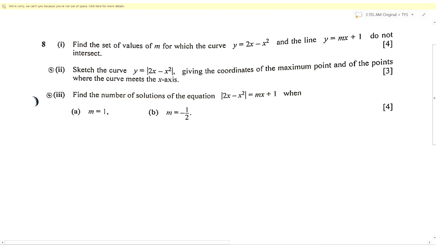Question 8. The question on modulus. Oh wait, modulus is part 2 and part 3. Okay, so for part 1, the curve and the line do not intersect.